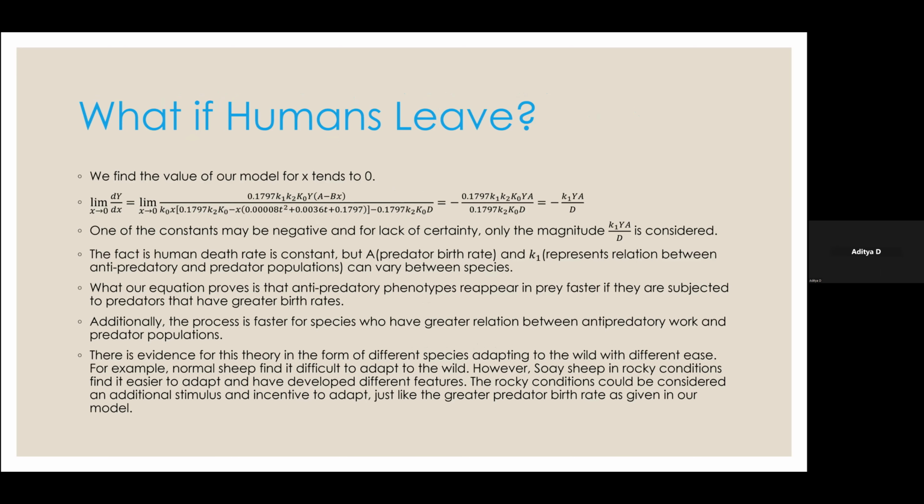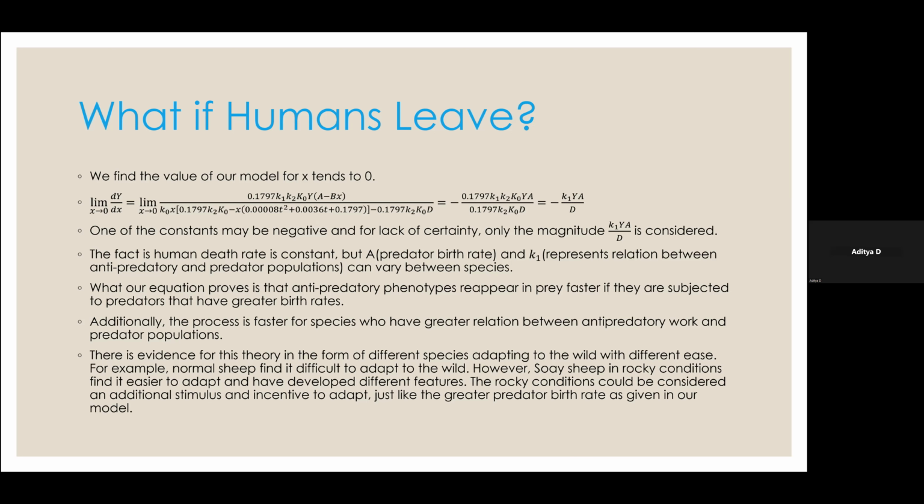One of the main questions we aim to solve in our research was what happens if humans leave? Is permanent damage already done to the prey population, or can they recover? For that, we found what happens to the model as X, the human population, tends to 0. And we took the magnitude of what we got and analyzed that for results.